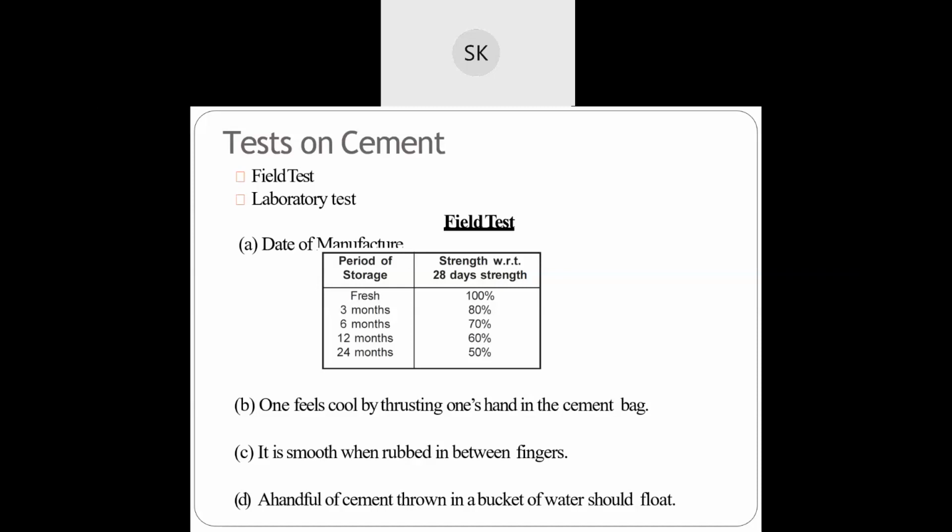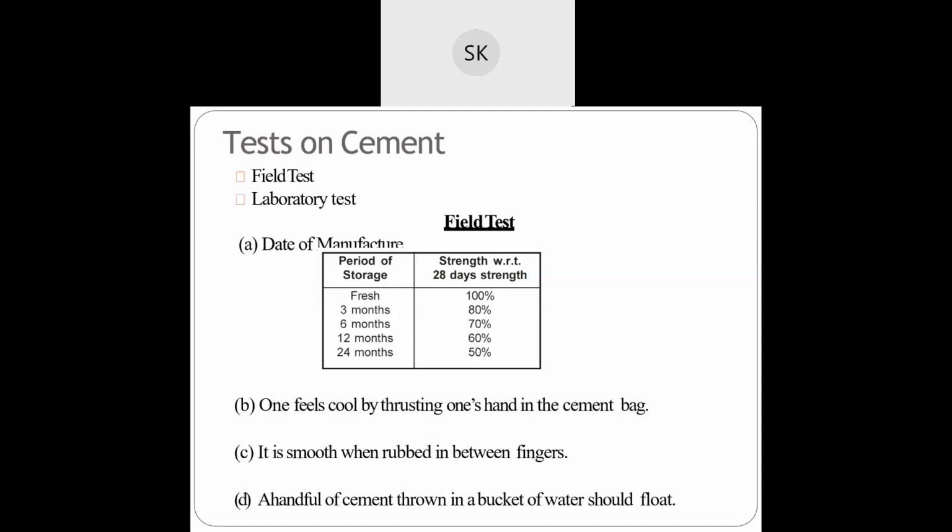Okay, field test. Suppose the date of manufacturing is 3 months ago, so its strength will be 80%. Suppose you are going to the field and you see that the manufacturing of cement was 12 months ago, then you can say that it has only 60% strength in it.